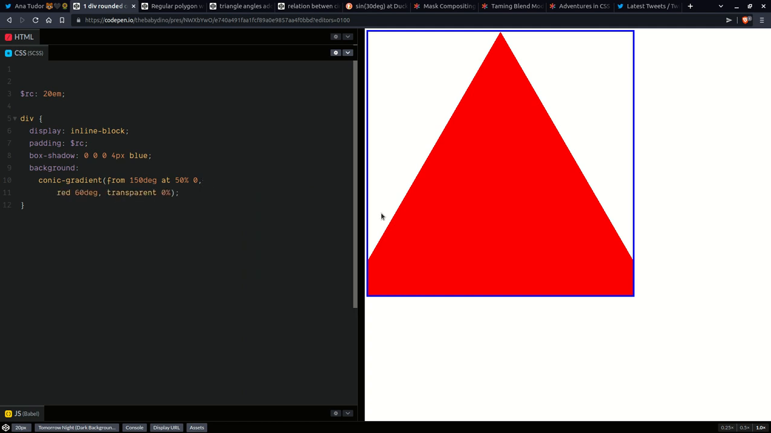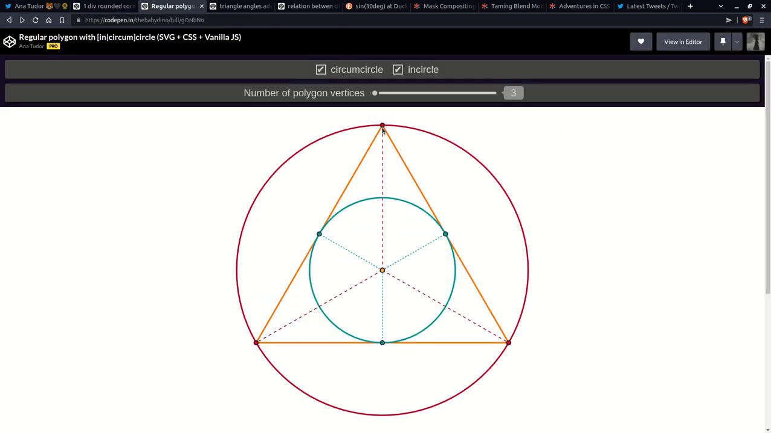Right, and we're going to want this to stop at the height of the triangle. Now, the height of the triangle is the sum between the circumradius and the inradius. We already know the circumradius, right? Because it's half the div. But what about the inradius?